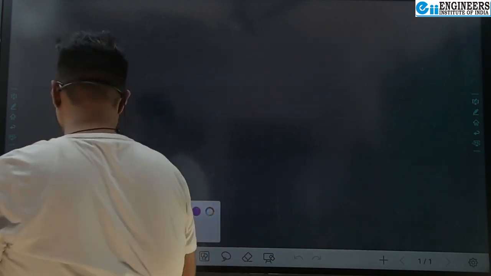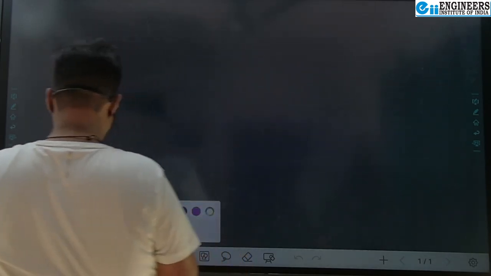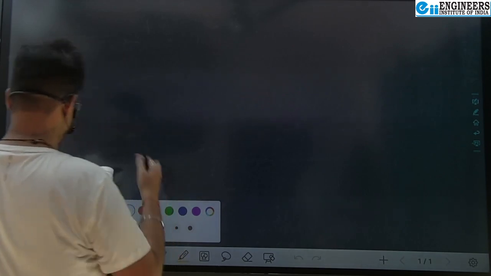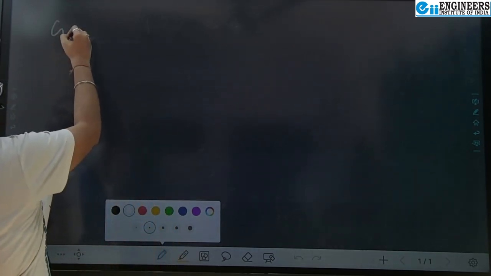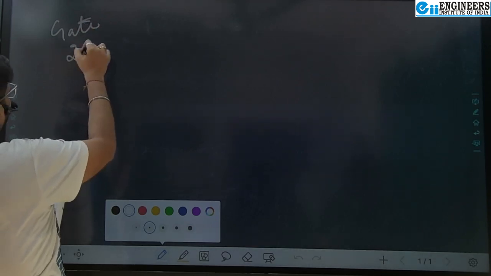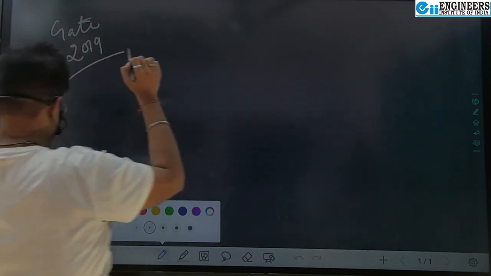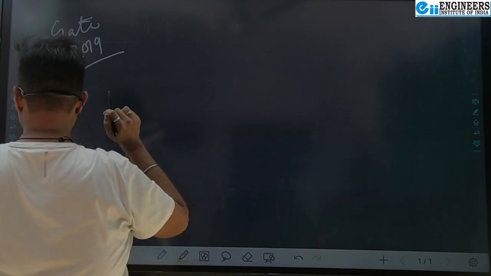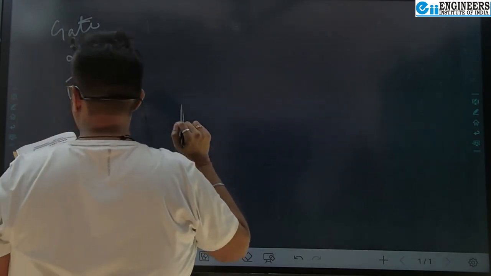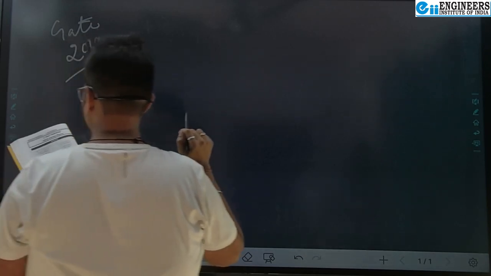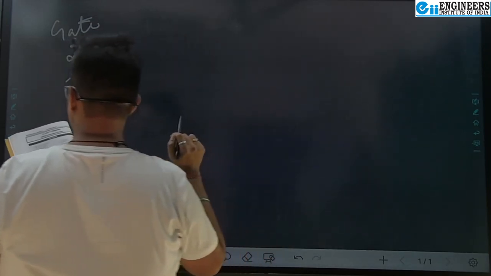So let's move on to our first question, which was asked in the GATE examination of 2019. The question is: pool boiling equipment operating above ambient temperature is usually designed to operate.